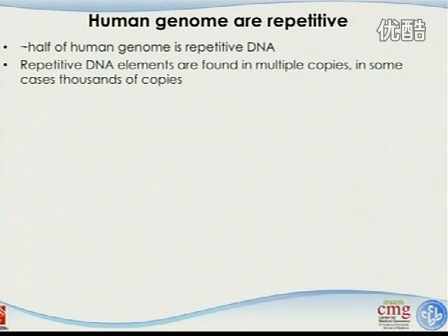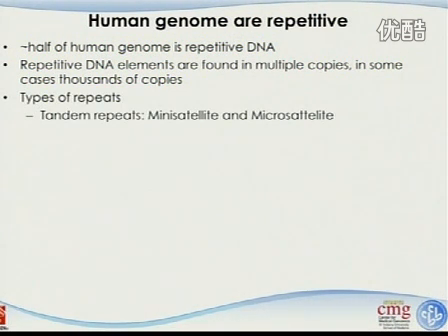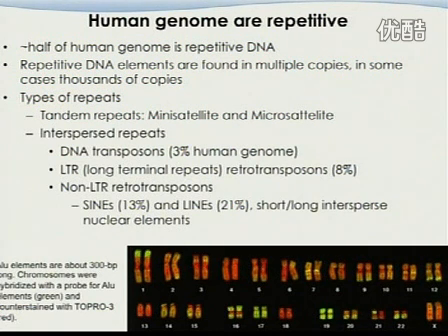The repetitive DNA elements are found in multiple copies, in some cases thousands of copies. There are different types of repeats, and one type is called tandem repeats. Those are minisatellites and microsatellites. We already talked about that. And there are interspersed repeats, including DNA transposons, LTRs, non-LTRs, SINEs, LINEs, and Alus, and those kinds of things. If you don't know what they are, that's perfectly okay. But the point is that they are very repetitive.